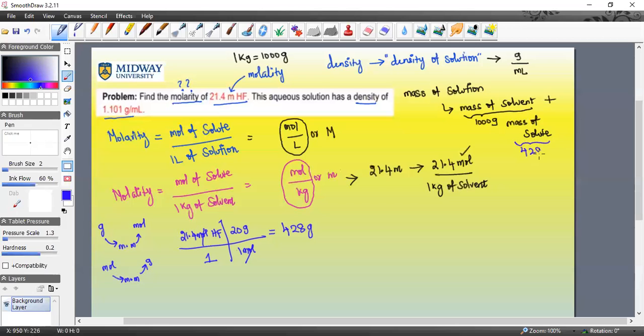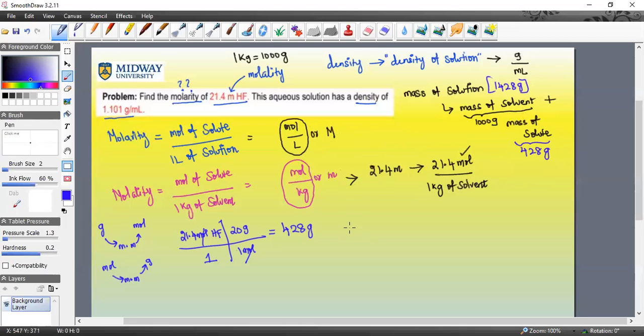Which is also this information. So what is the total mass of our solution? Well, that's just simple. I've put it here. So that would be 1,428 grams, right? So that's our mass of the solution. So we already know this information at the top. We just have to get it in liters.